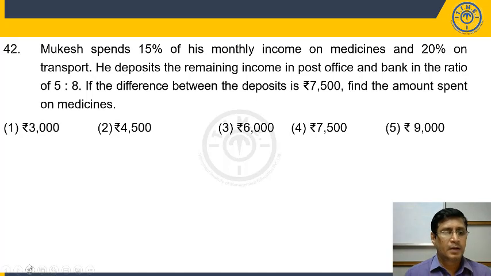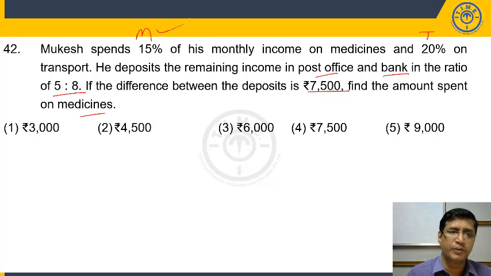Okay. Now look at the next question on your screen. So what is the monthly expenditure here? He spends 15% on medicine and 20% on transport. The remaining income is deposited in the bank and post office in a ratio. The difference in the deposit is also given. So the amount spent on the medicine we need to find.